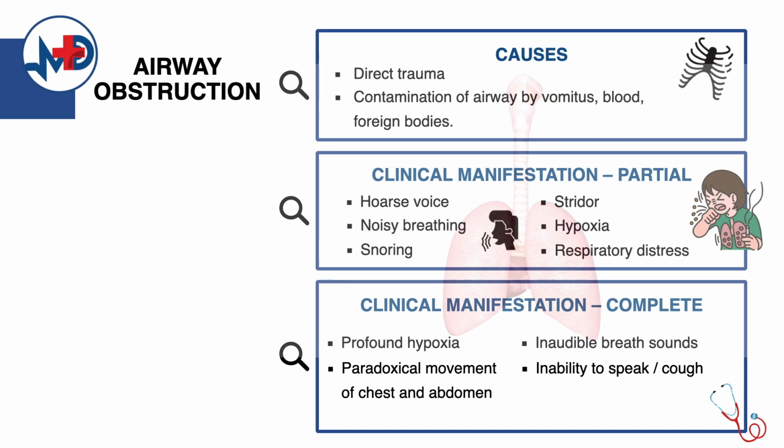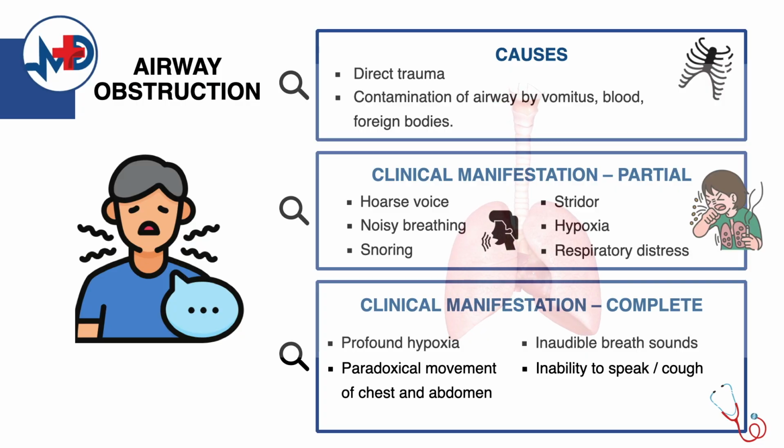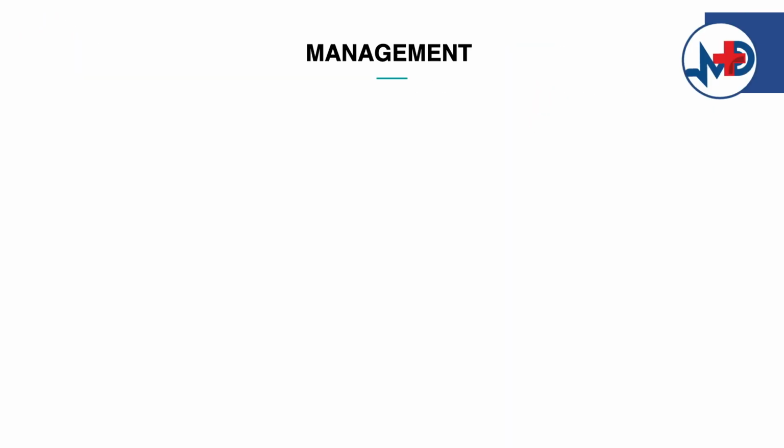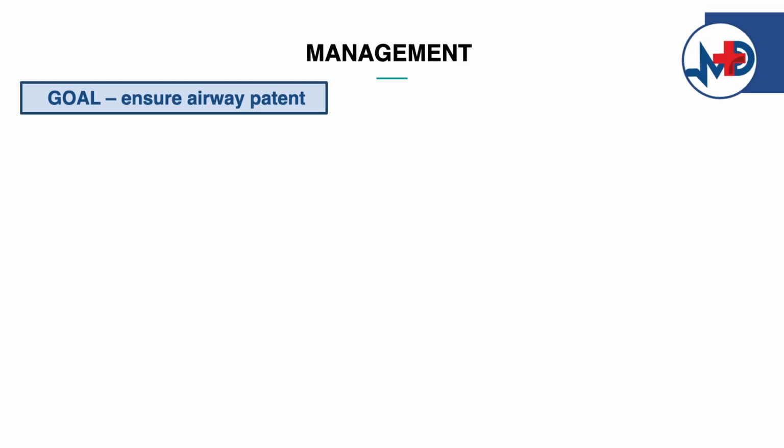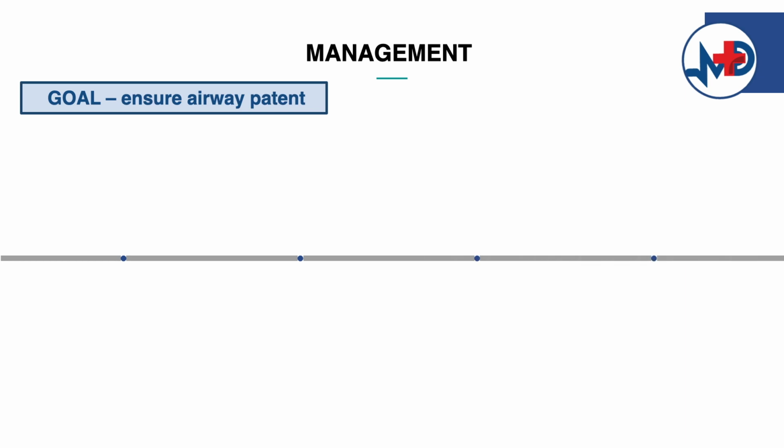Features suggestive of an at-risk airway include the inability to swallow secretion, a low GCS score traditionally of 8 or below, the inability to comfortably tolerate an oral airway, and features of a condition potentially requiring deep sedation or general anesthesia. Your goal for the management of any airway obstruction is to ensure that the airway is patent and your patient is able to be effectively oxygenated. So how do you manage an airway obstruction?